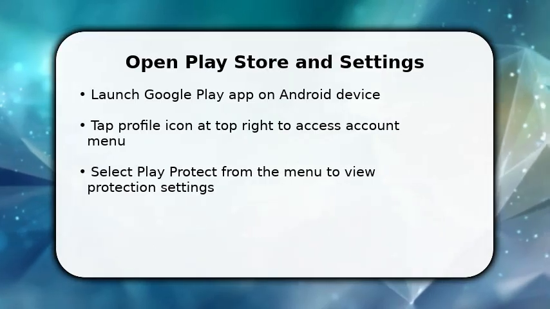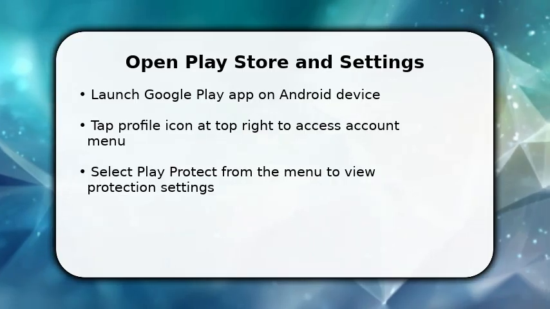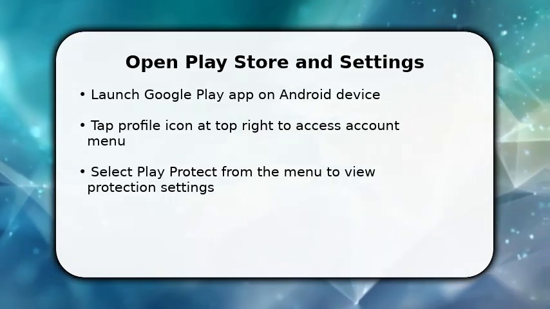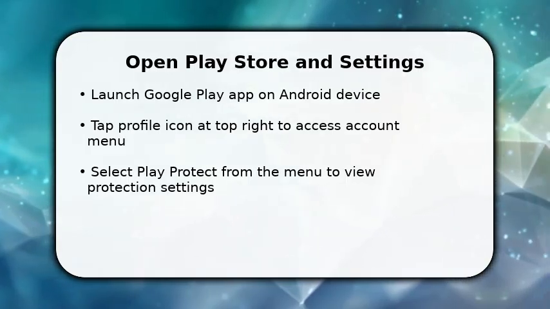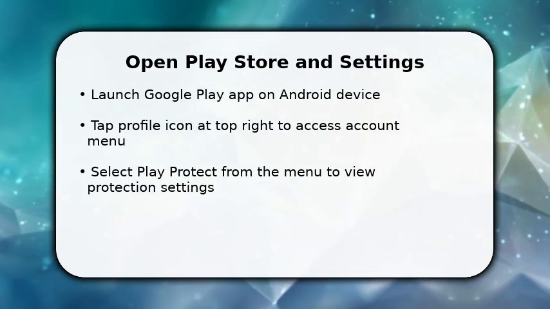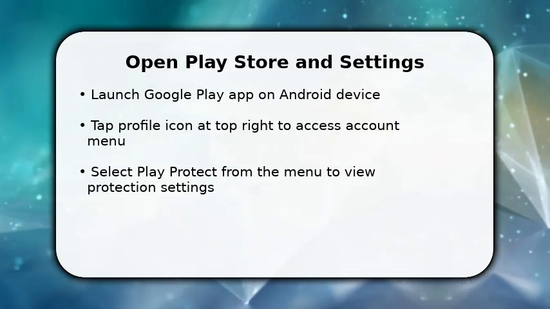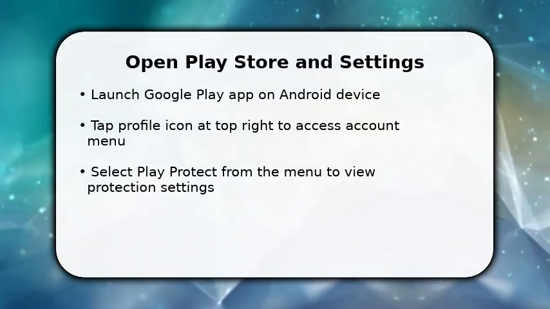You start by opening the Google Play Store, not Chrome, because Play Protect lives in the Play Store settings. Once you tap your profile icon at the top right, you'll see a list of account options. Tap Play Protect to open its dashboard. You're doing this to reach the setting that scans apps.